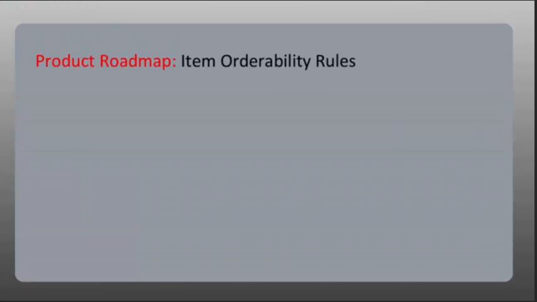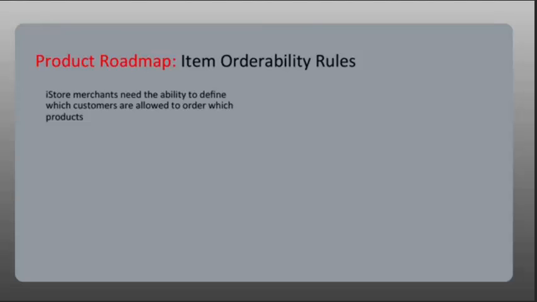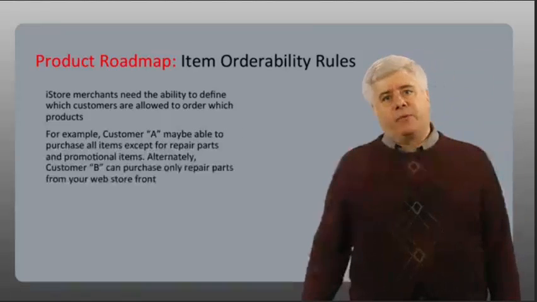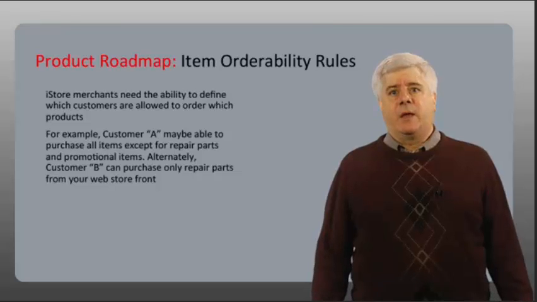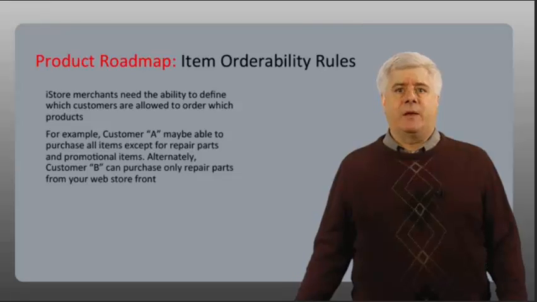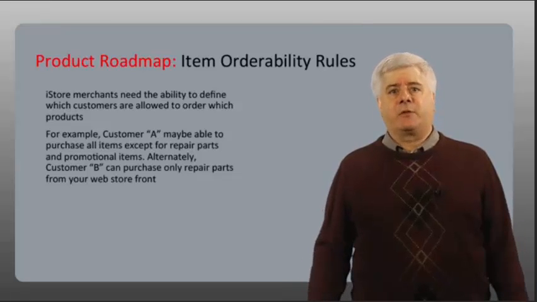Another thing that we wanted to introduce was something that our Oracle Order Management system supports called item orderability rules. What this allows you to do is, based on customer and customer attributes, hide or show products that are relevant to the customer who logs into iStore. For instance, customer A might be able to order 5 products, and customer B may be able to order a second set of products, but they're mutually exclusive.